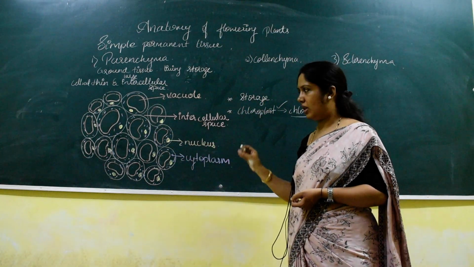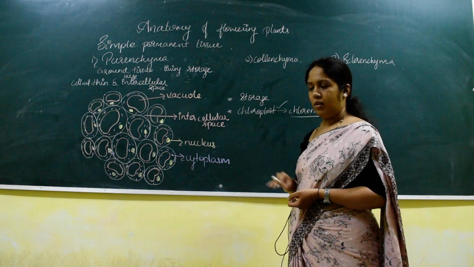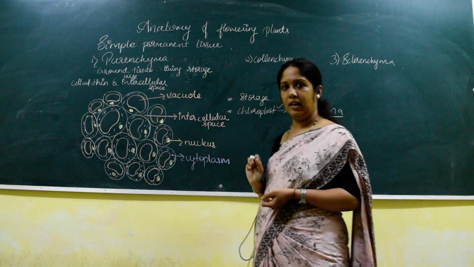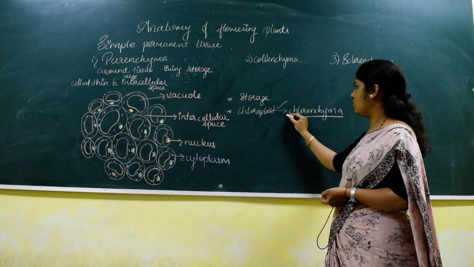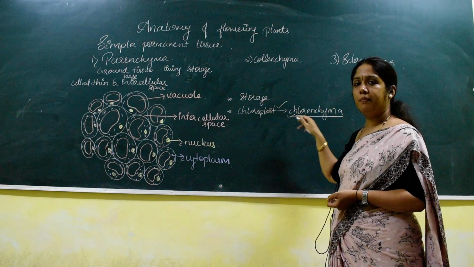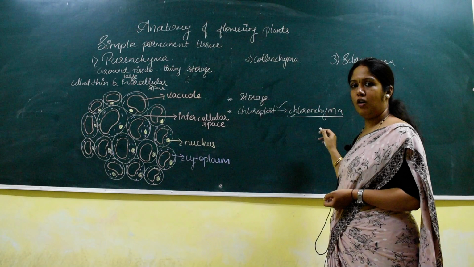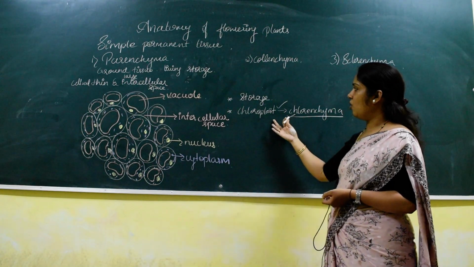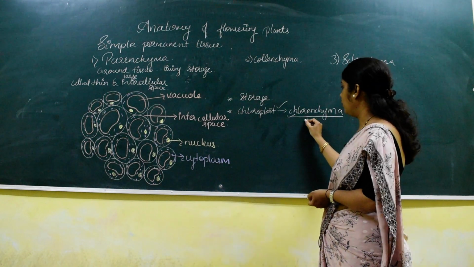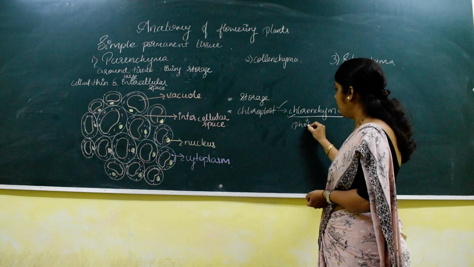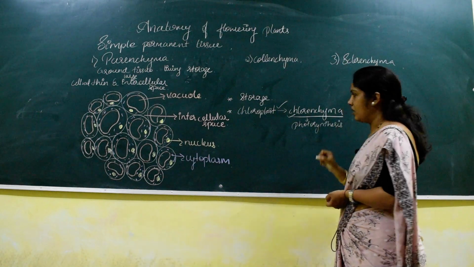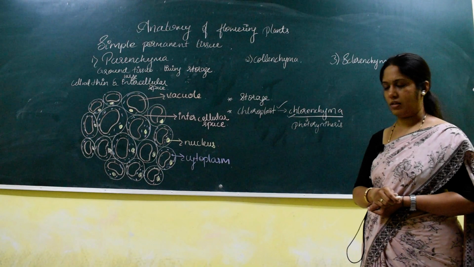Normal parenchyma also contains chloroplast, but if the number of chloroplasts inside the cell is more, then that type of parenchyma is called Chlorenchyma. So Chlorenchyma is a type of parenchyma which contains more number of chloroplasts. What is the function of this Chlorenchyma? The function of the Chlorenchyma is that it is involved in photosynthesis.